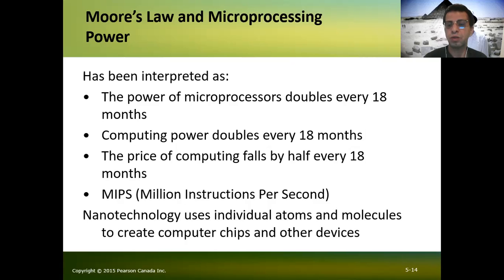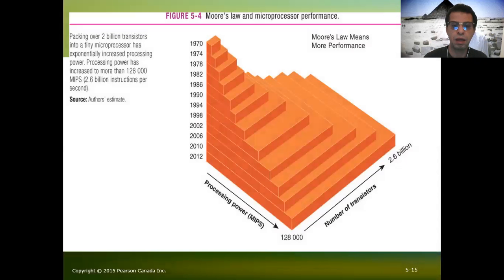So there is a 128,000 MIPS. With the technology of nanotechnology, individual atoms and molecules are used to create a computer chip, which is very small, and other devices. Now, in Moore's law, basically what he's talking about from the 70s up to 2020, the processing power increased to almost 2.6 billion instructions per second.